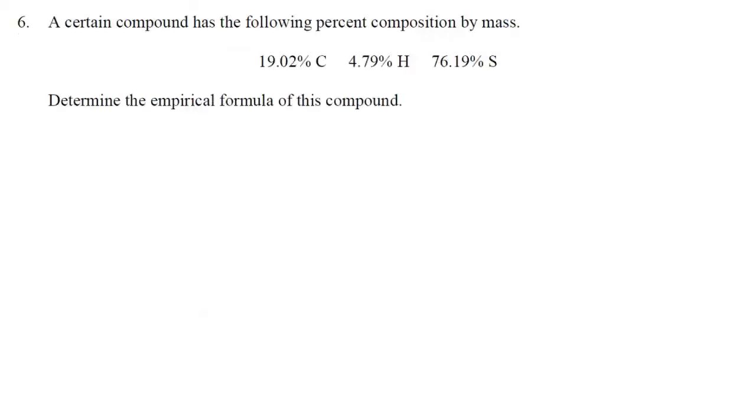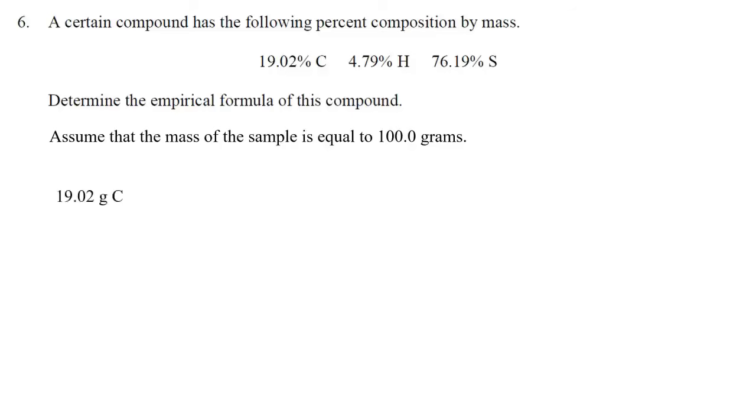Question 6. A certain compound has the following percent composition by mass. Determine the empirical formula of this compound. So the first step in the calculation is to assume that we have 100 grams of this particular sample. That way we can just turn all of these percentage values directly into grams. So we have 19.02 grams of carbon, 4.79 grams of hydrogen, and 76.19 grams of sulfur.